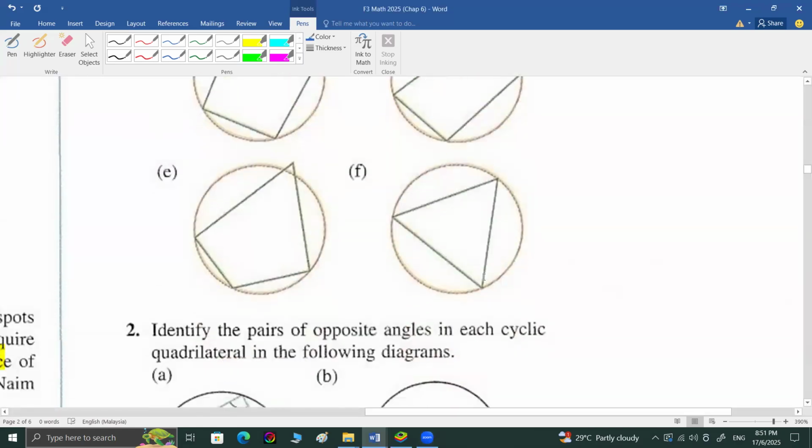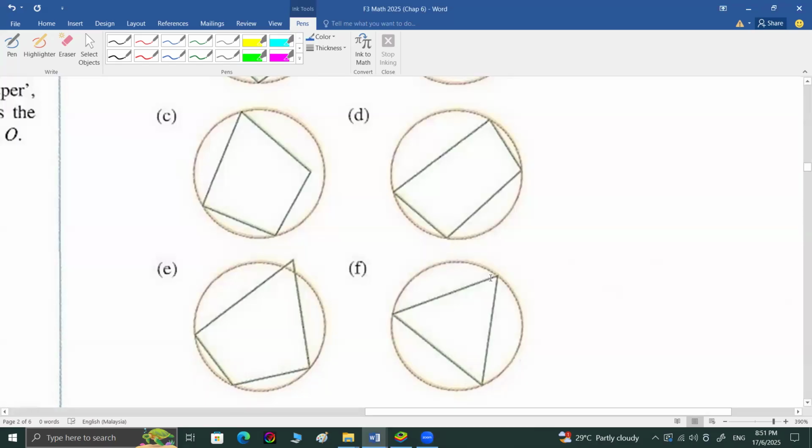Okay, what about F? F, yes or no? No. Why? So you can say because the shape has 3 vertices. Because a cyclic quadrilateral must have 4 vertices, right? So you say no, because the shape has 3 vertices. Or you can say that because the shape is a triangle. Can be also. Okay, can you all follow? Yes. Okay, number 2, you can continue.